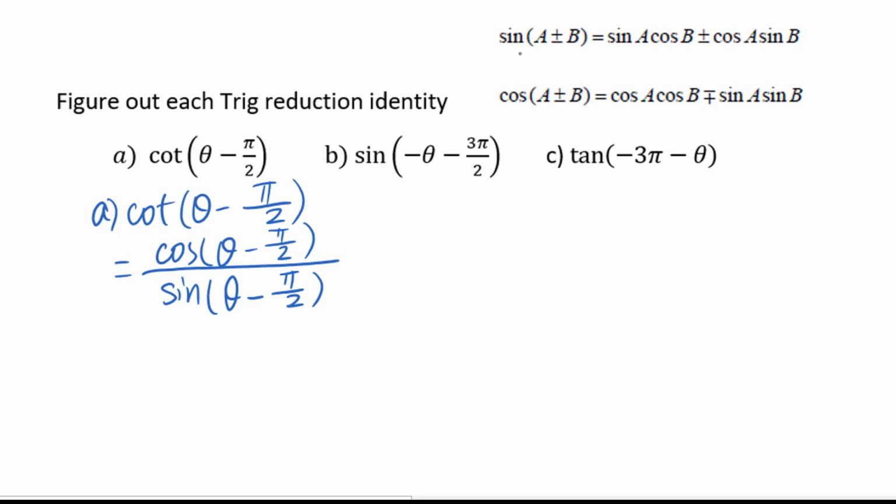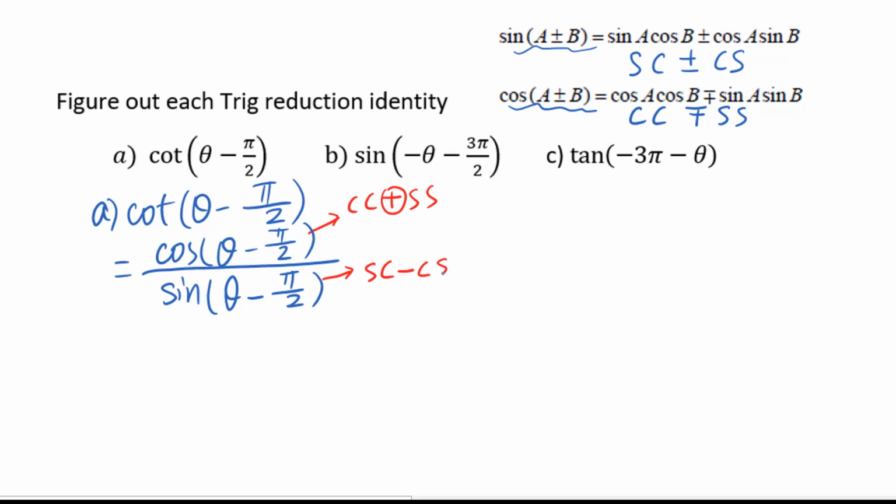We will use these two compound angle identities. For sine, we will do SC plus or minus CS. For cosine, we will do CC minus plus SS. So for this cosine, we know it will be CC plus SS. The sign will be different for this sine: we will do SC minus CS.